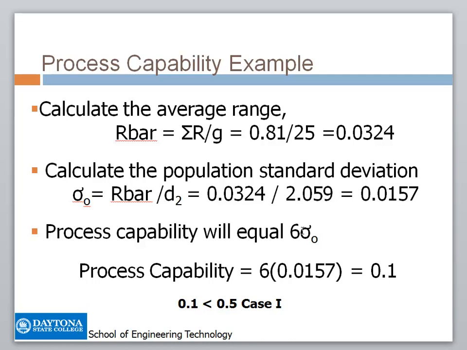And then we calculate the process capability, which is 6 times that population standard deviation. So it's 0.1. So we know that our process is capable because that 6 sigma, the process capability, which is 0.1, is less than the difference between our upper specification limit and lower specification limit. So we have case number 1, which just means that our process is quite capable. With this information, now we can try to do the same study, because now we know that it's quite capable, so there's some room for error, so it means that we can tighten those specification limits.